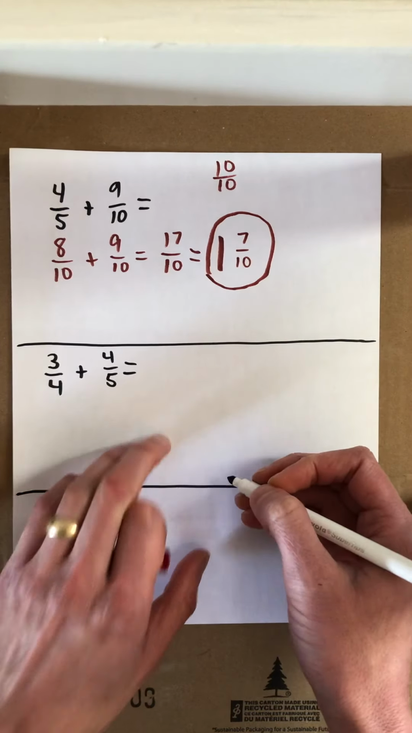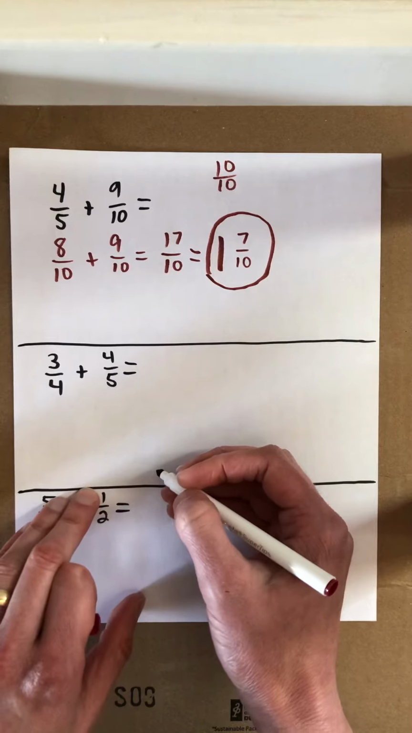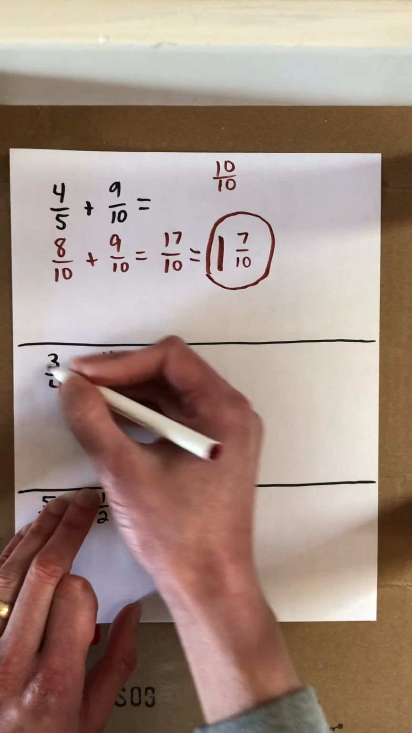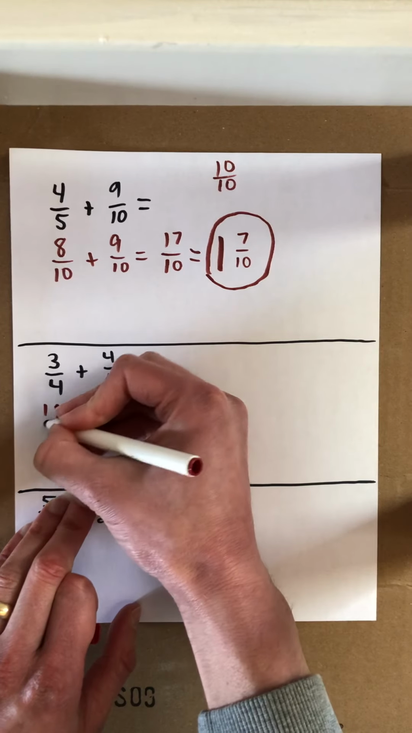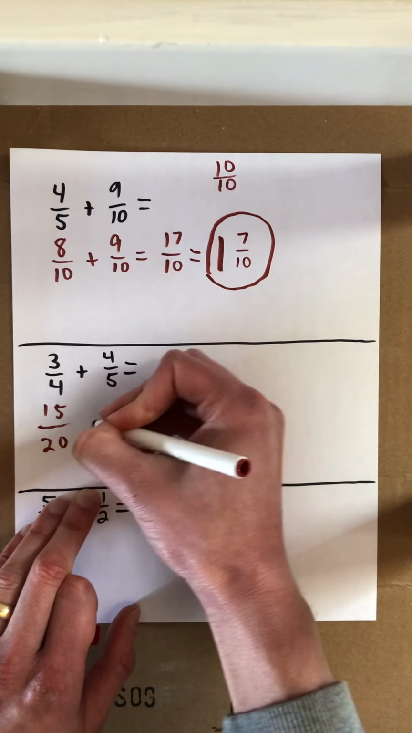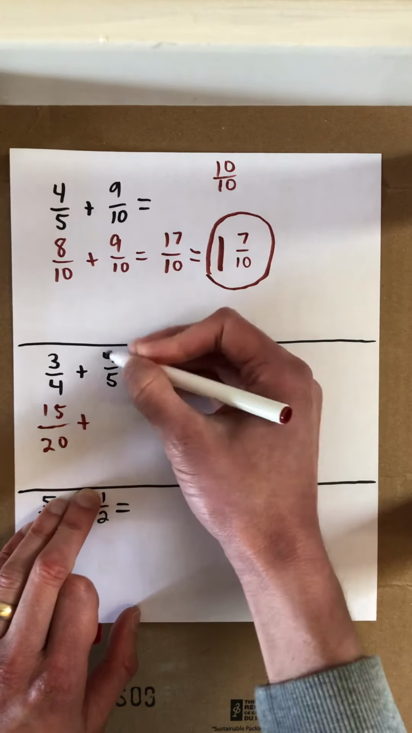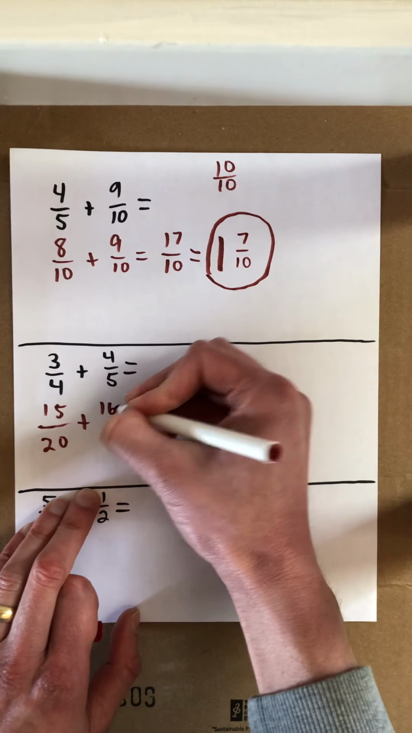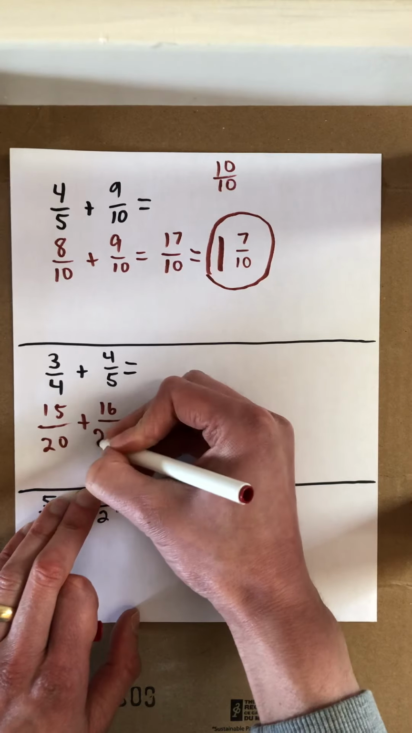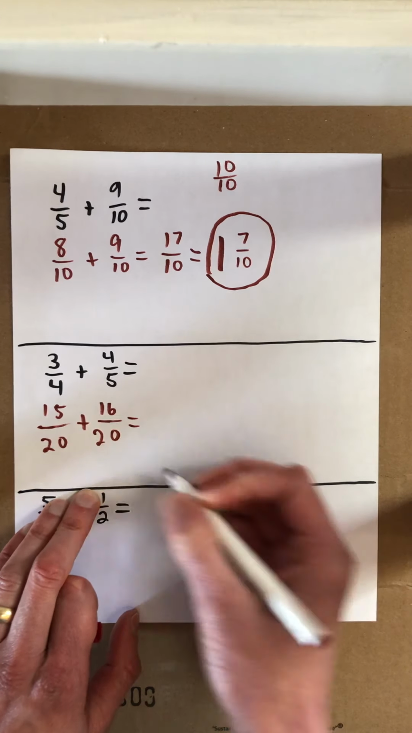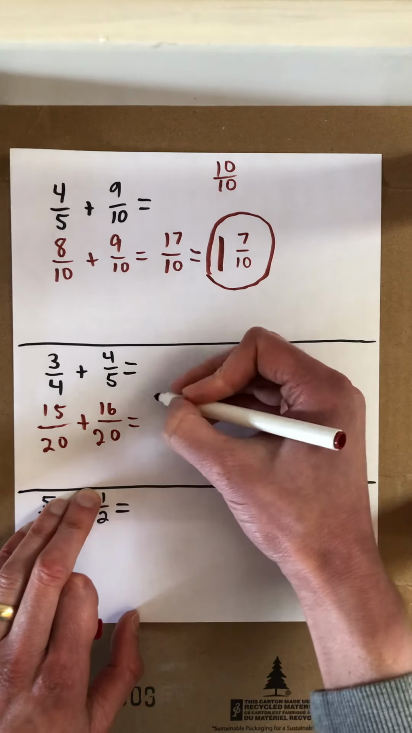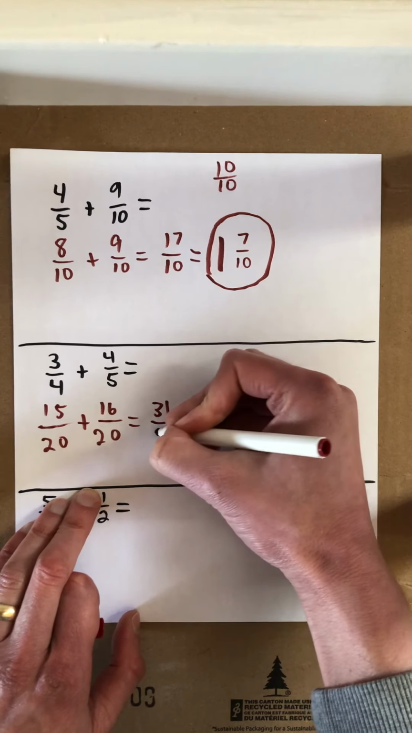So let's take a look at the next one here. Once again, I gotta make these things have a common denominator before I can use it. So I multiply top and bottom of this one by 5. 3 times 5 is going to be 15. 4 times 5 is going to be 20. And now this one over here, I'm going to multiply top and bottom by 4. 4 times 4 is going to be 16. 4 times 5 is going to be 20. I can now add them together. The tops, the numerators, get added together. So it's going to give me an answer of 31 out of 20.